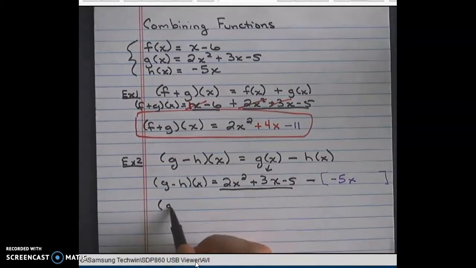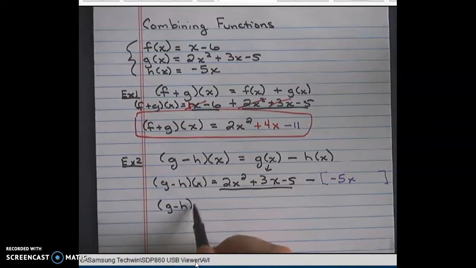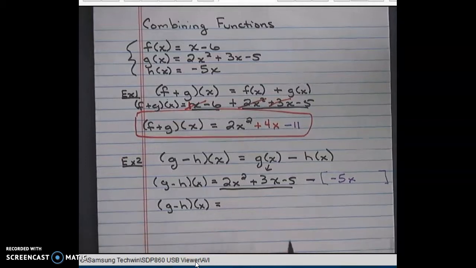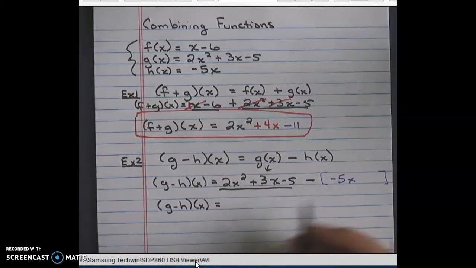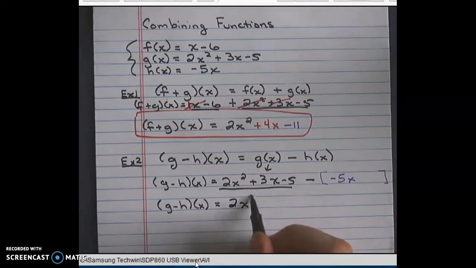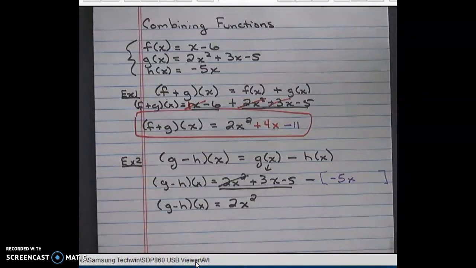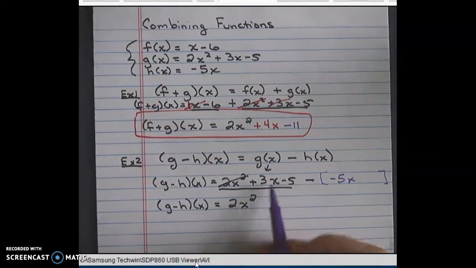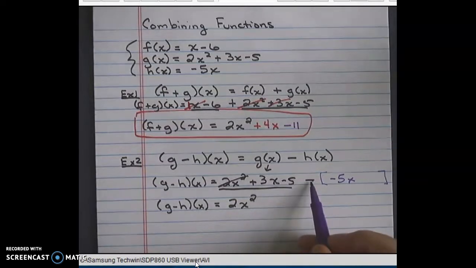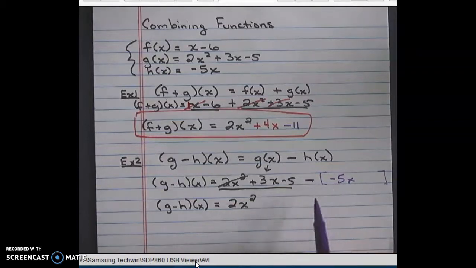So if I want to simplify this now, my g minus h of x, I'm going to do the same thing. Adding and subtracting is always like terms. So I'm going to look at my highest power first, which is the 2x squared. There's no other x squared, so that's going to stay. Again, I like to cross them off as I go so I don't miss anything. Now I'm going to look at the positive 3x. I can take this positive 3x and subtract a negative 5, because I'm subtracting whatever this function is. So 3 subtract a negative 5.